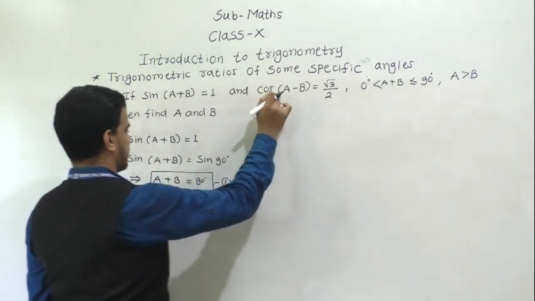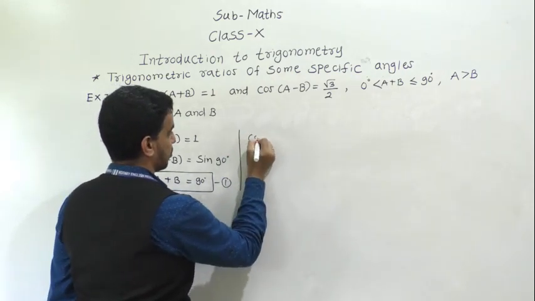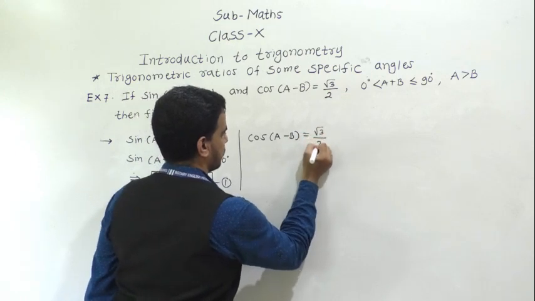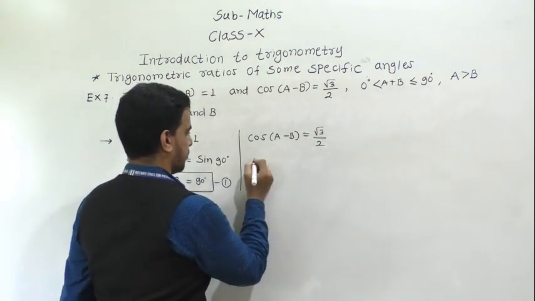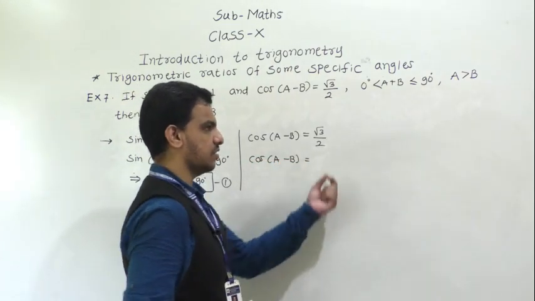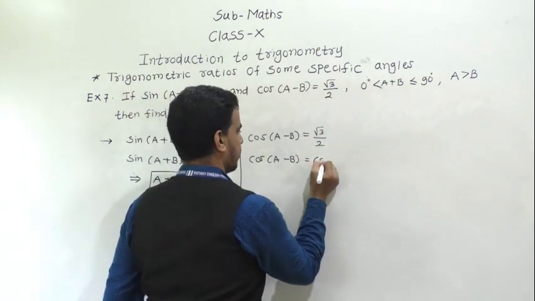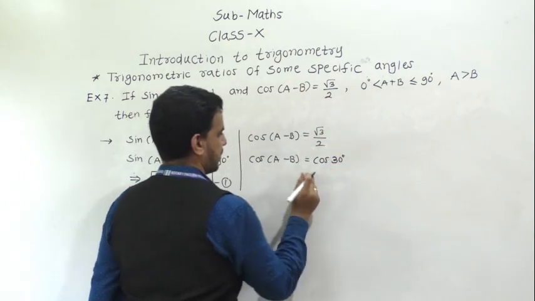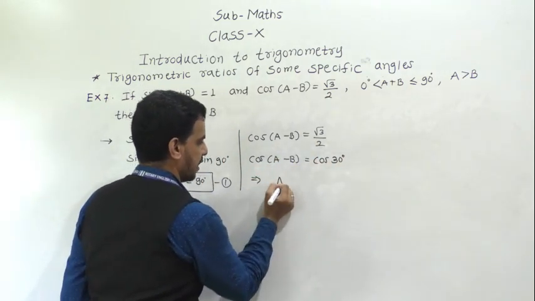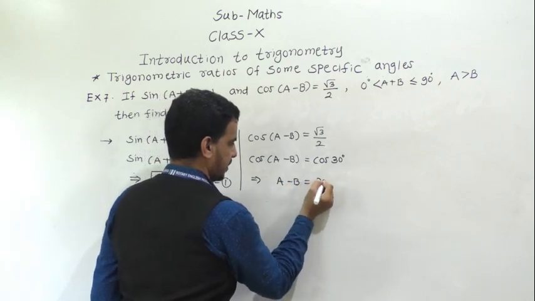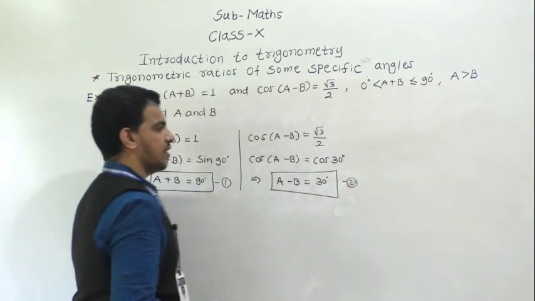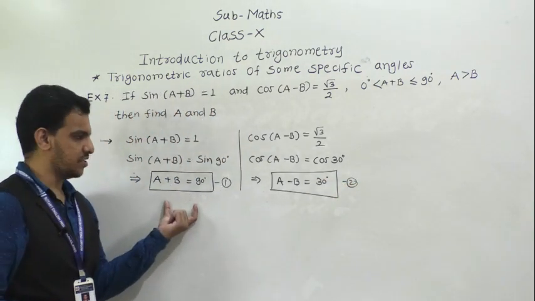Similarly, next it is given that cos of (a minus b) is equal to root 3 by 2. Again, for which angle is cos equal to root 3 by 2? That value is 30 degrees. So cos 30 degrees is root 3 by 2. So cos of (a minus b) is equal to cos 30 degrees, meaning a minus b is equal to 30 degrees. This is equation 2. Now to find the values of a and b, we have to solve these two equations.